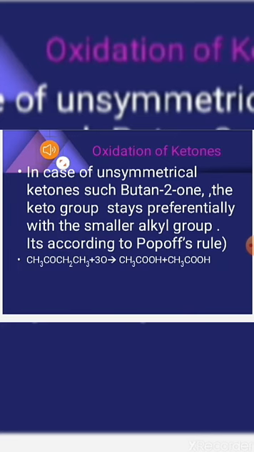During oxidation of unsymmetrical or asymmetrical ketones, the carbonyl group or keto group will always go with the smaller alkyl group. It is known as Popoff's rule. As in oxidation of 2-butanone, when it oxidizes, two molecules of ethanoic acid are formed.